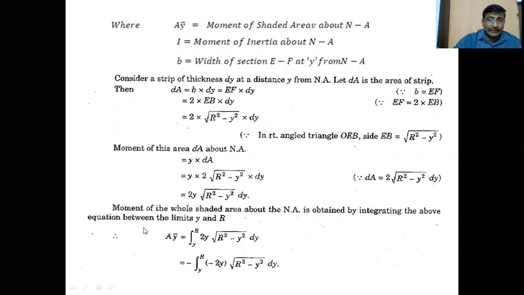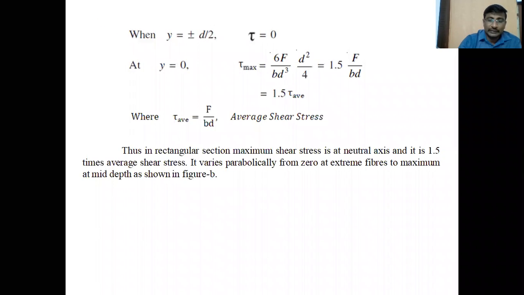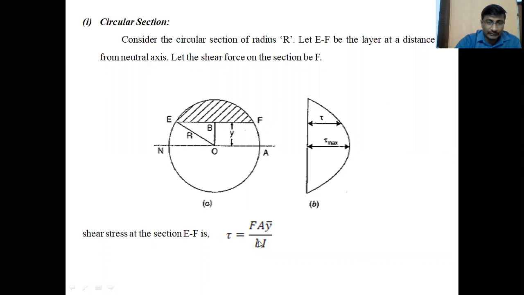So by integrating, we can get the A y bar. A y bar is the first moment of the whole shaded area about the neutral axis. In this formula, F A y bar by b I, A y bar always represents the first moment of the shaded area about the neutral axis. Wherever you consider the layer EF, A y bar is the first moment of the area above the EF layer about the neutral axis.